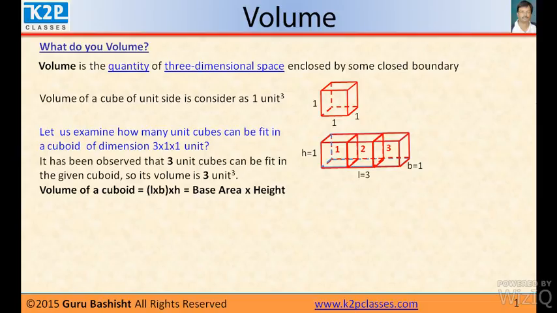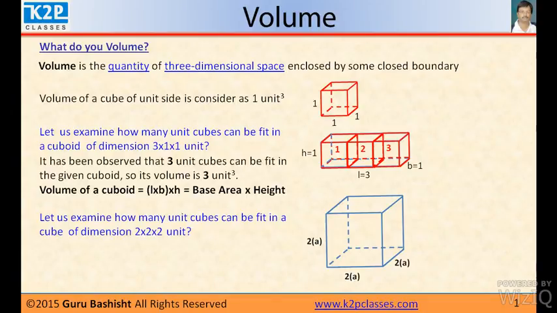Since 3 unit cubes can be fit in the given cuboid, so the volume of the cuboid is 3 unit cube. It can be also determined by L into B into H. And what is L into B? Nothing but the area of the base surface. So, formula for volume of a cuboid is base area into height.